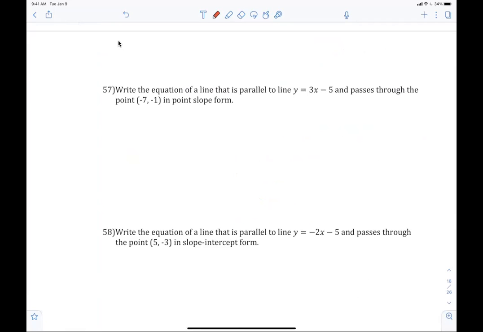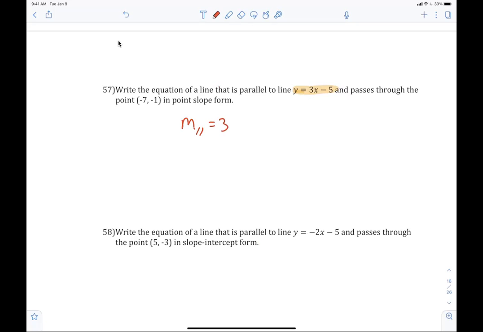Okay, now we refer to parallels and perpendiculars. Who remembers what parallel lines have in common? They have the same slope. Perfect. So what is the slope of this line right here? So what's the slope of the parallel line? So here's how you write parallel. That's the slope of the parallel line.